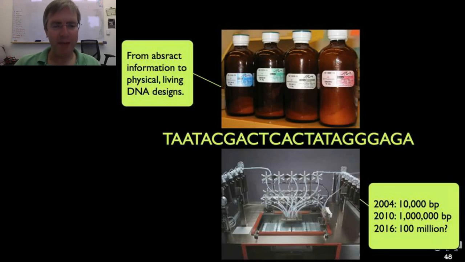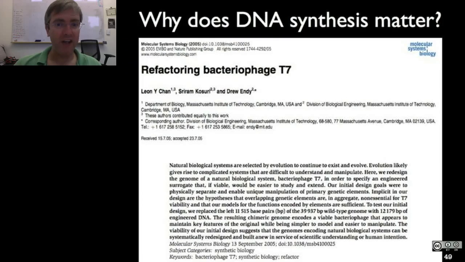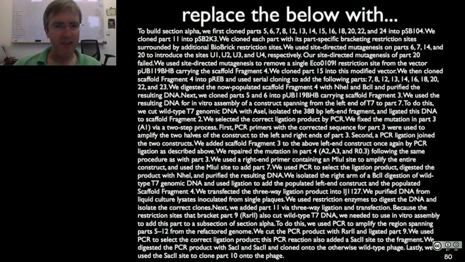Well, it obviously impacts the engineering process because you don't have to spend so much time with genetic engineering. You can just print your DNA. So for example, in 2005, when we redesigned the T7 genome, as shown in this paper, this is what we had to do. This is the first paragraph of the methods section where we used genetic engineering tools to manually engineer a 12,000 base pair fragment of DNA.